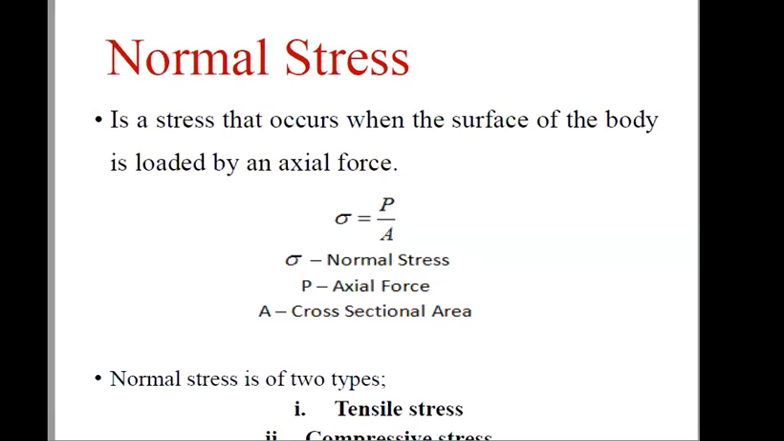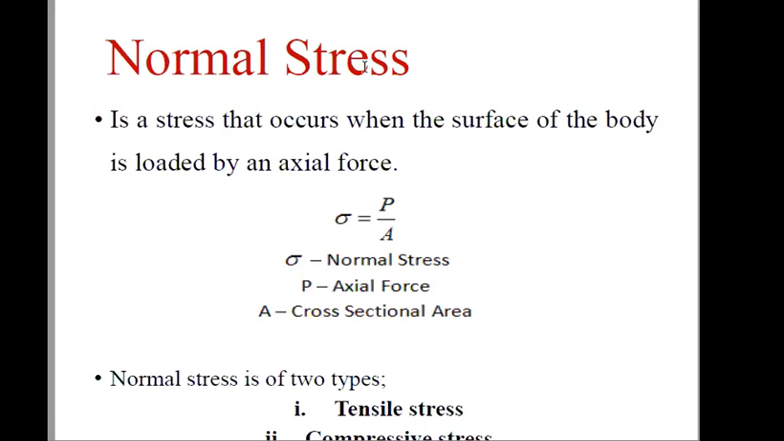Right? Yes. Longitudinal stress is lengthwise. That's what I'm saying. Normal stress is basically longitudinal because it leads to a change in length. See, normal stress means the force is normal to the surface, okay?